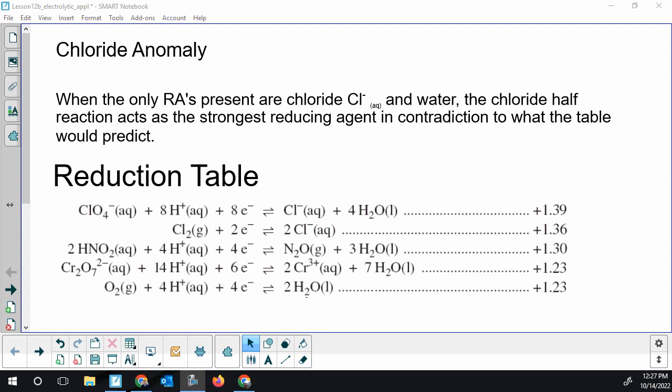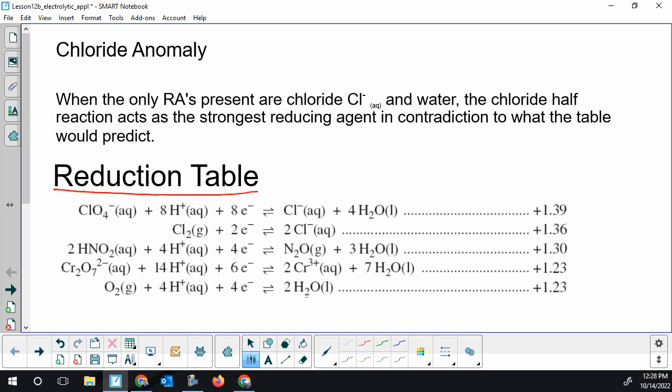The chloride anomaly is our topic. An anomaly is an exception, an unexpected outcome. The reduction table is built based off this hydrogen reference. We don't have the zero reference on the board, but your table has a zero reference, and everything is placed by hooking up a half cell to the hydrogen. The hydrogen is given the zero, the other cell is given whatever is read.